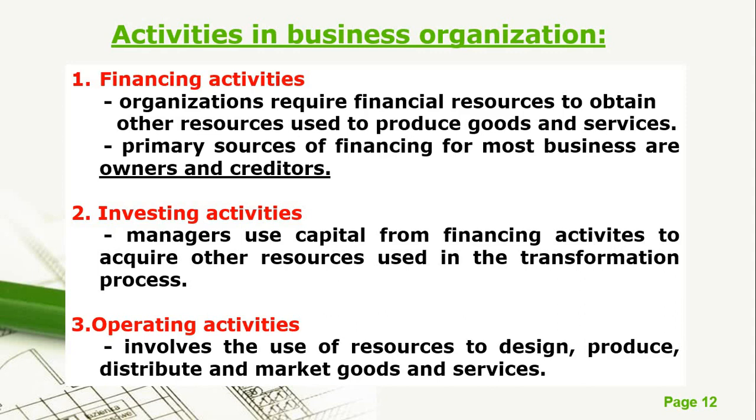If its purpose is to buy and sell, which is a merchandising type of business, it buys inventories, then sells those inventories. That's an operating activity. If its purpose is to manufacture finished products, it buys raw materials and converts them into finished products. Those are operating activities. So, those are the three types of business activities: financing activities, investing activities, operating activities.